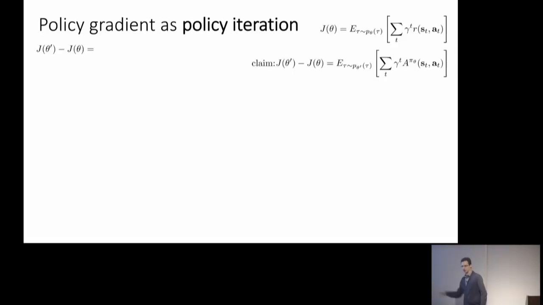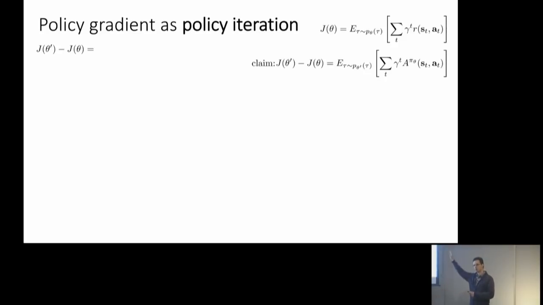So my claim, and the claim that I'm going to show on this slide, is that J theta prime minus J theta is equal to the expectation under theta prime, so the expectation under this new thing that you're computing, of the advantage of theta, the advantage of the old policy. What does this mean? This means that if you find a new policy that maximizes, in expectation, the advantage of the states and actions that this new policy takes, but with respect to the advantage of the old policy, then maximizing that is exactly equivalent to maximizing the improvement over the old policy.